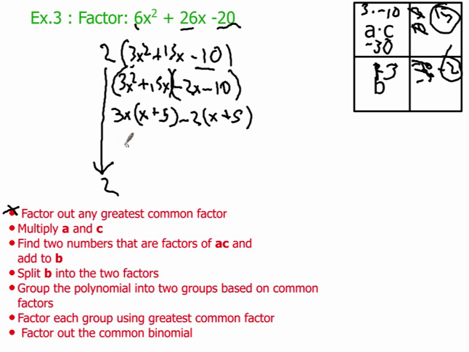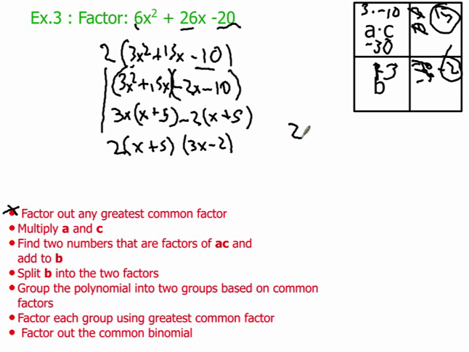Okay, factor out my common binomial, x plus 5. Put everything else together, 3x minus 2. And now I can't forget, I gotta stick that 2 on the end, otherwise my answer isn't correct. Just stick my 2 on the end. Now I have 2 times x plus 5 times 3x minus 2.